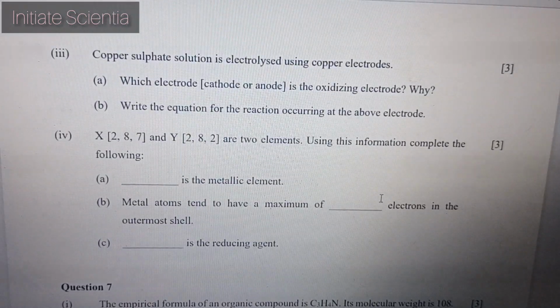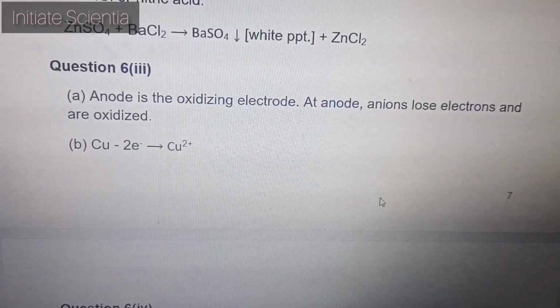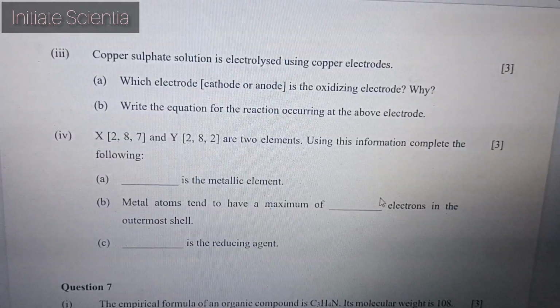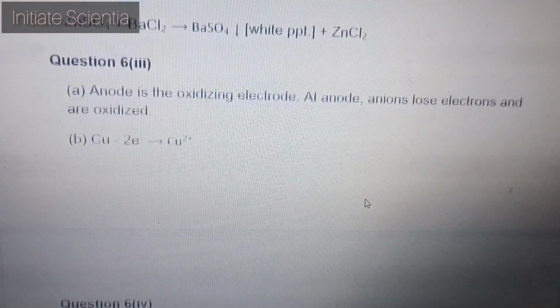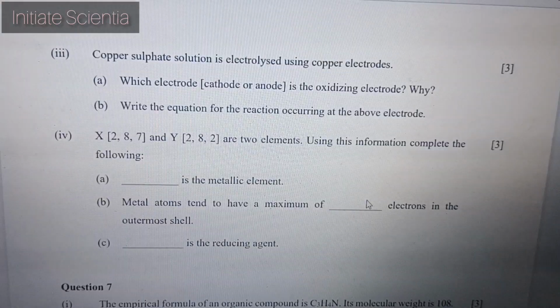Copper sulfate solution is electrolyzed using copper electrodes. Which electrode, cathode or anode, is the oxidizing electrode and why? Anode is the oxidizing electrode. At anode, anions lose electrons and are oxidized. Write the equation for the reaction occurring at the above electrode. Cu minus 2 electrons becomes Cu2+.